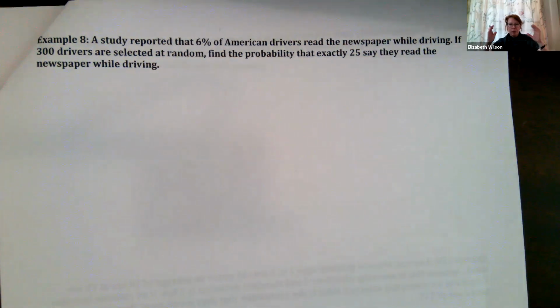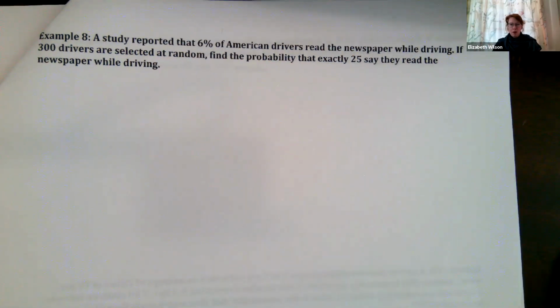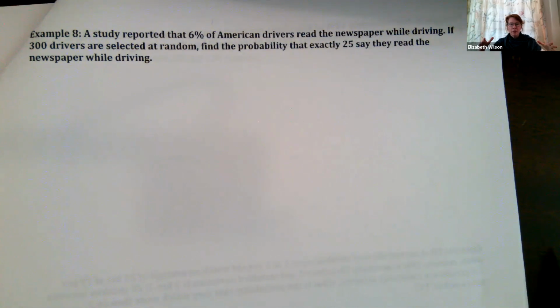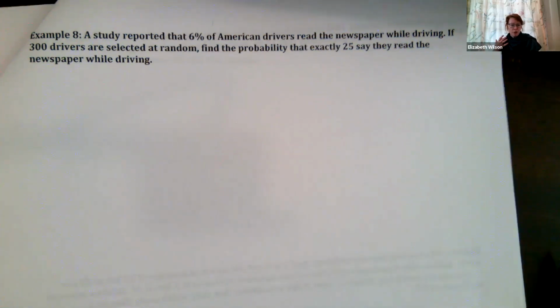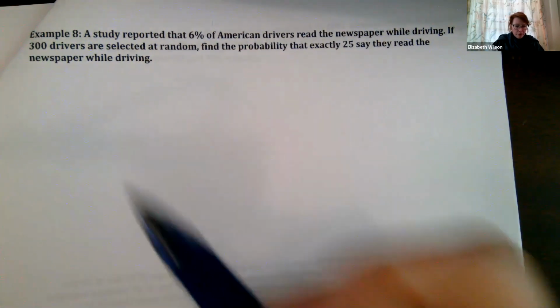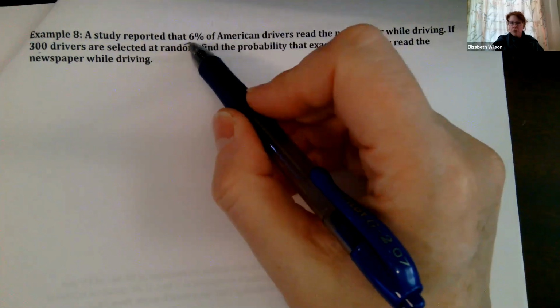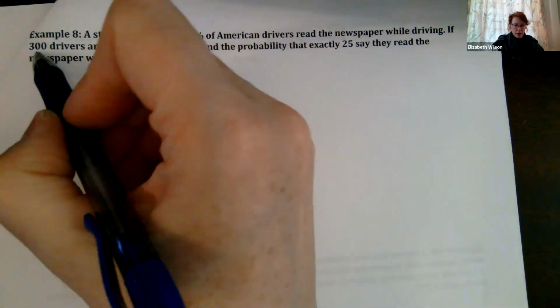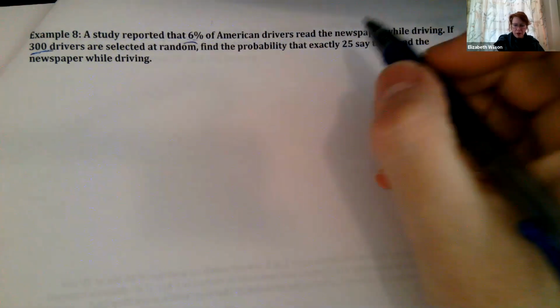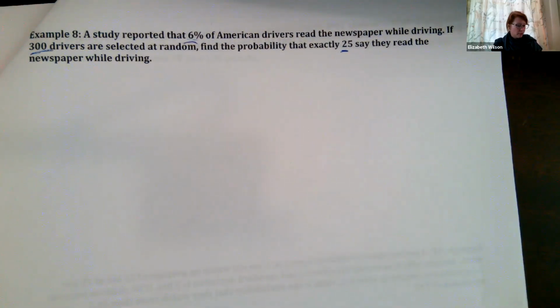So we've got all the drivers in the country. This is often what happens in statistics. We have the total population of drivers in the United States, but we're going to take a sample of 300 and poll them, and ultimately we're going to use this sample of 300 to extrapolate information about the whole population set. We haven't gotten there yet, but this is where we're headed in terms of concepts. So I have 300 drivers, 6% in general is our study, and then we take 300 out of some larger sample set. We want to find the probability that exactly 25 say that they read the newspaper.